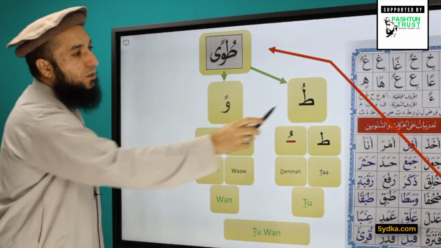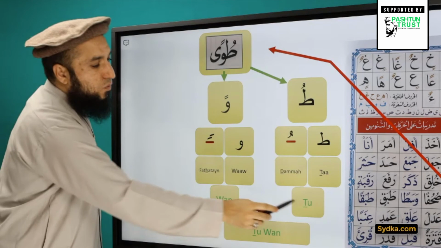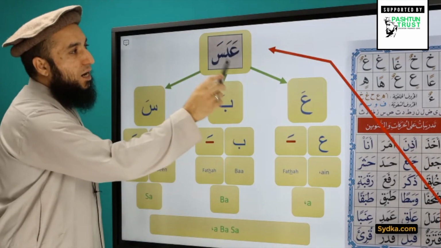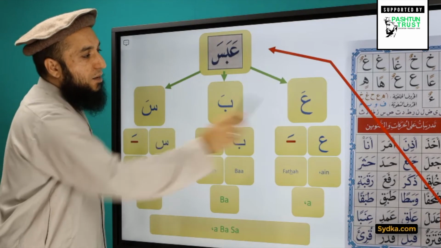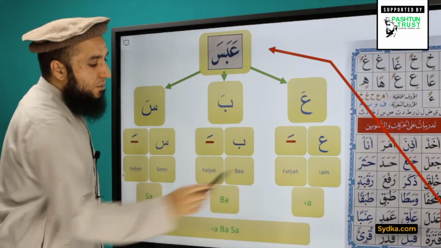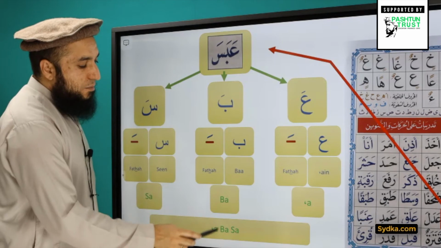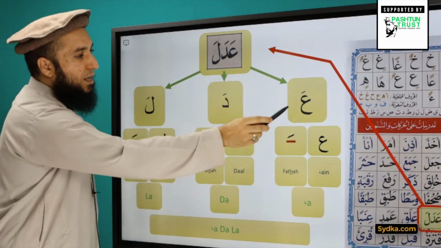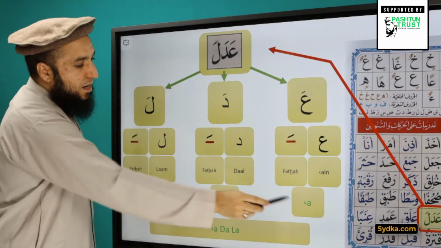طوان. طوان. طوان. طوان. عبس. عبس. عبس. عبس. عدل. عدل. عدل.